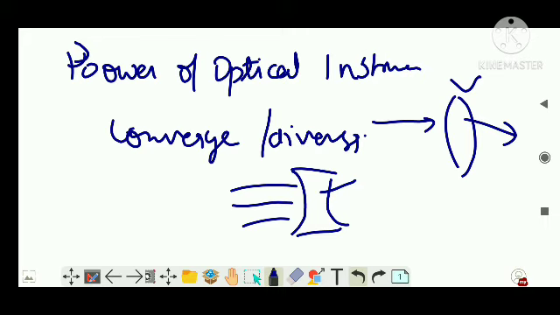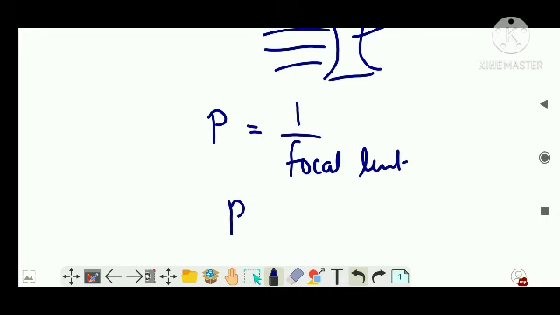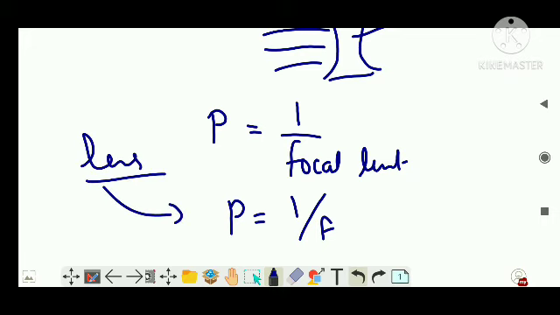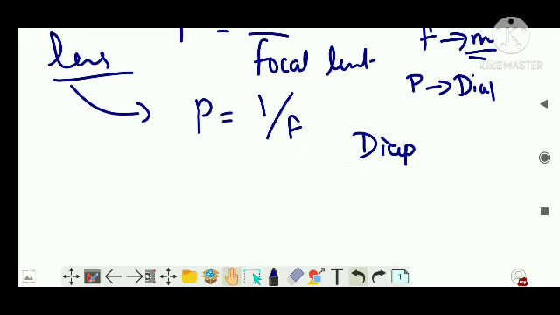Right, now you have to learn by heart the formula for power: P is equal to 1 by F in the case of lens. Right, and you know what the focal length unit is? It is in meter. Usually it is centimeter, but the SI unit is meter. And power's unit is either meter raised to -1 or it is diopter. Okay, I will write here diopter. Or it is just written as simple capital D.